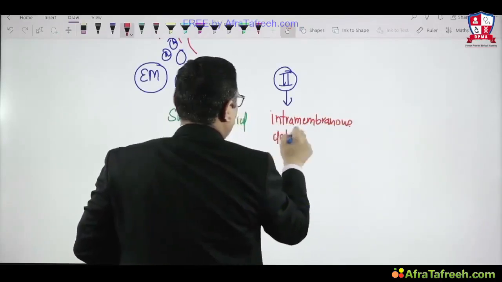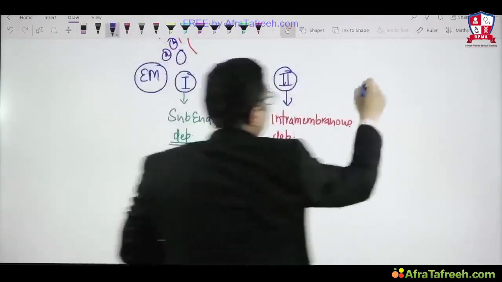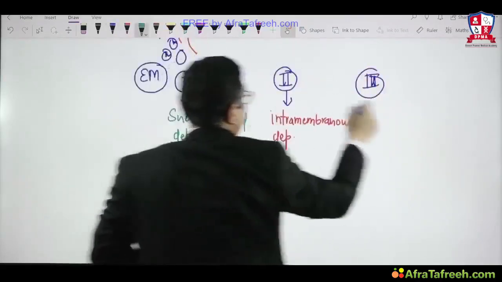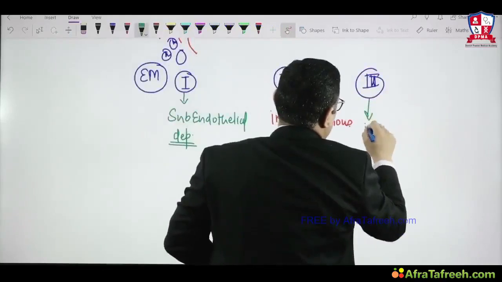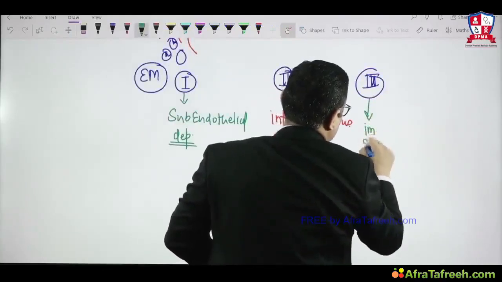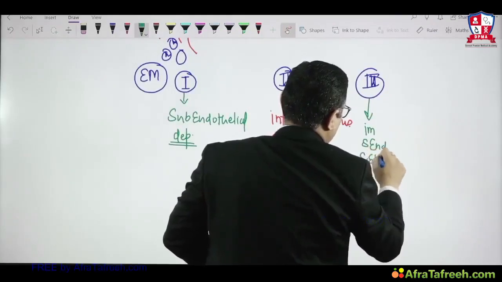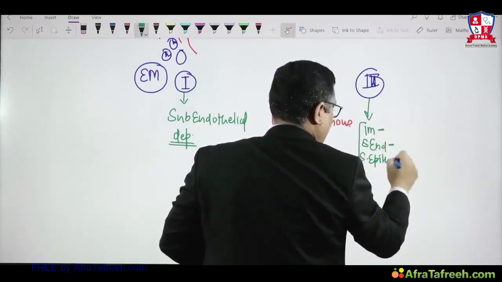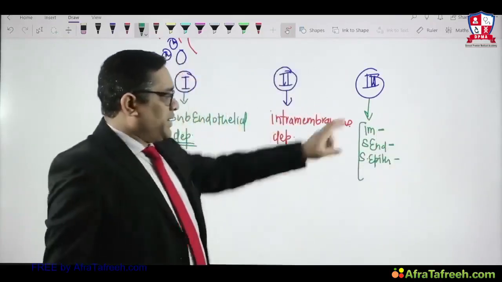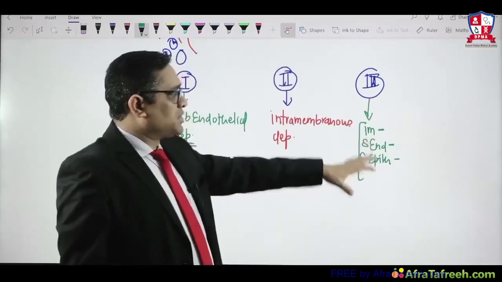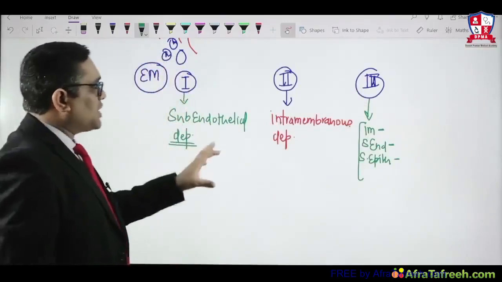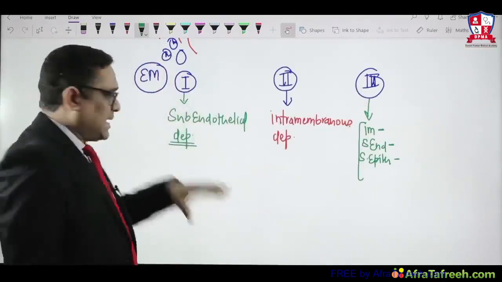Intramembranous deposits will be seen in type 2, and in type 3 MPGN, which is the rarest type, they will be having all types of deposits: intramembranous, subendothelial and subepithelial. So all types of deposits, intramembranous, subendothelial, subepithelial, will be seen in type 3. So these are the electron microscopic view of MPGN.